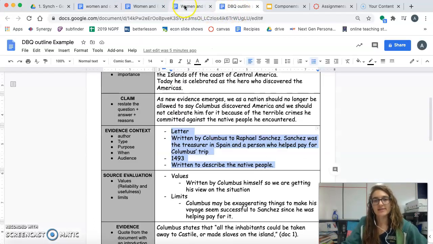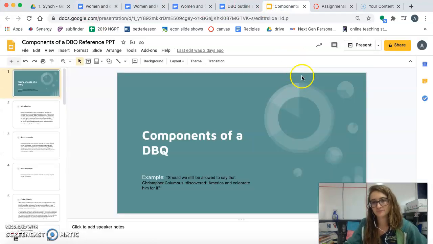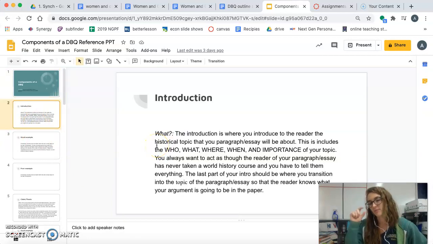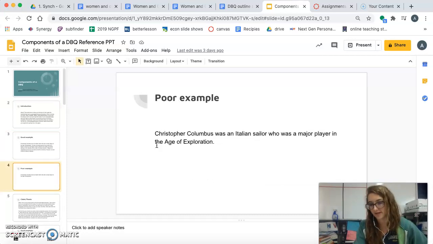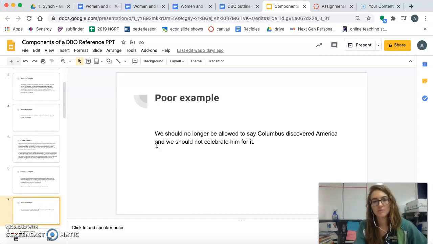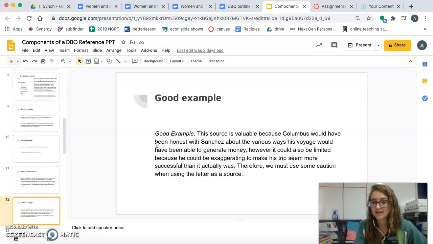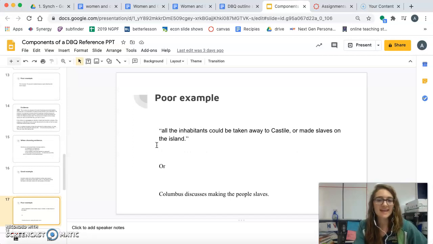The last thing I wanted to show you guys that will be included in this assignment, so this is what you're filling out, obviously, but I also included this for you. I'm not going to go through this all. This is more of a resource for you to use if you get stuck. But basically, this PowerPoint goes through each of the parts of the DBQ paragraph and tells you what it is, gives you a good example, and gives you a poor example. Okay, so then it'll go claim, what is it, good example, poor example. So this is really meant to help you if you get stuck and you're not sure what an aspect should look like, what it should sound like, what should be in it, anything like that, okay?